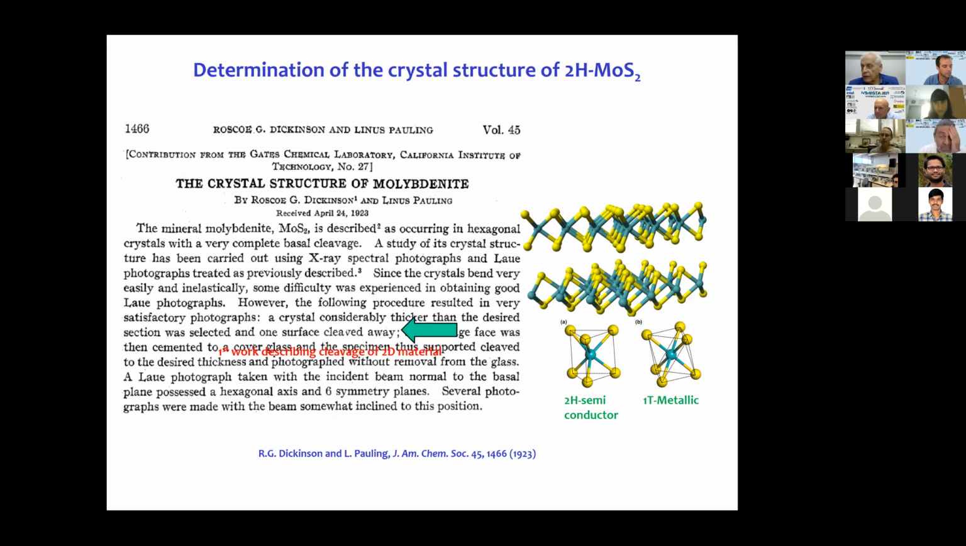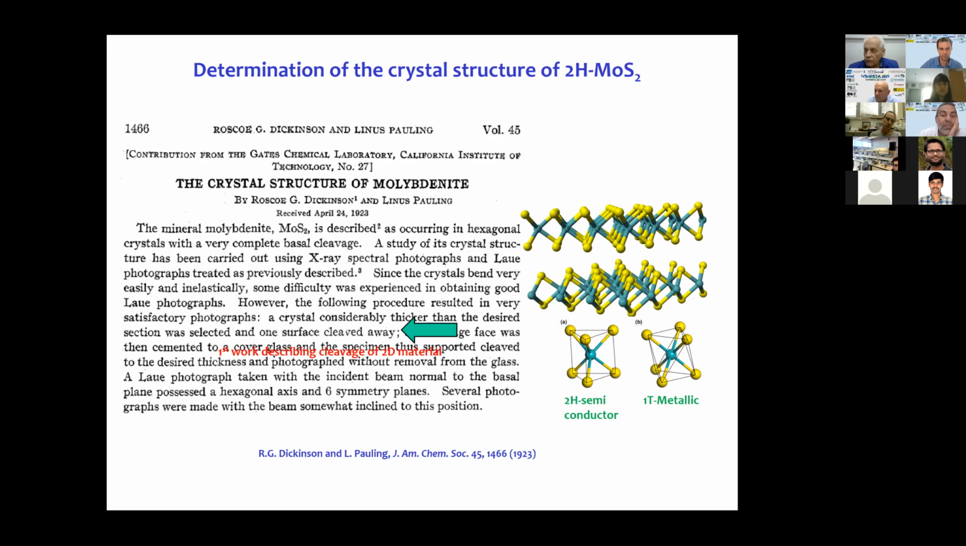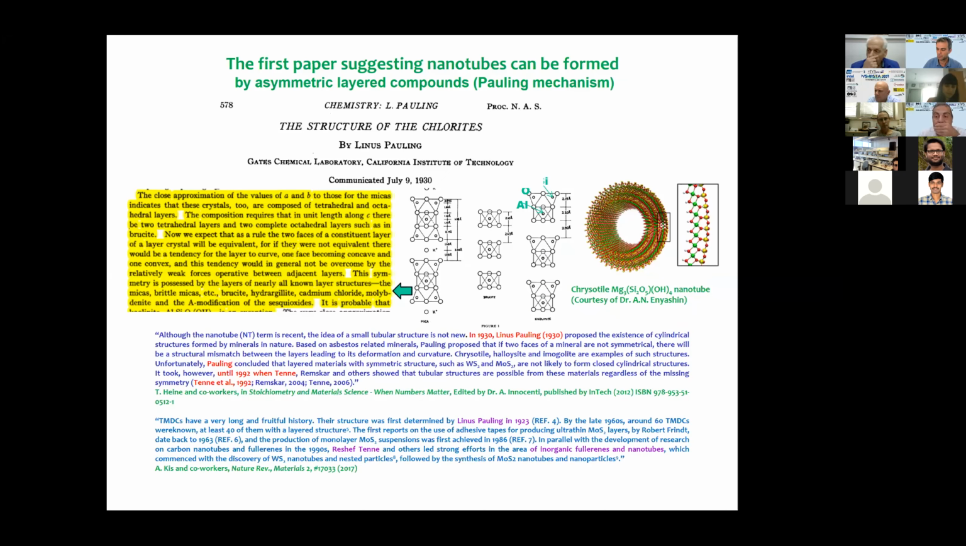I won't go into details of this work, wonderful work. As you know, Linus Pauling was a very smart scientist, and he concluded a lot of things from this work. But I want to show you the next slide, and I'll go rapidly on that. This is another work of Linus Pauling, which is a benchmark in a sense for nanotubes, because this is the first work describing nanotubes. In our modern language, nanotubes are based on layered or 2D materials.